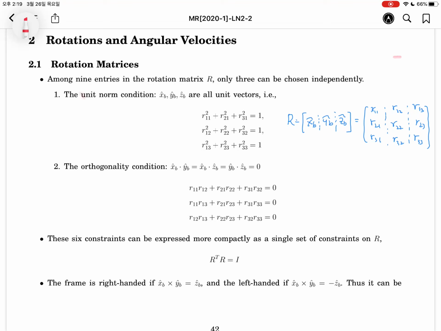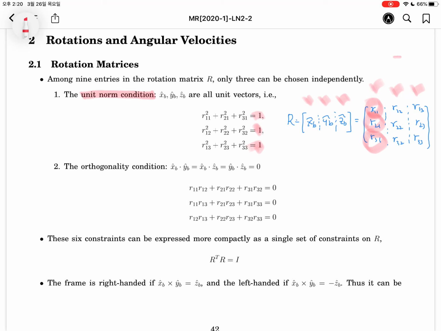The first one is the unit normal condition. It means that every column vector of the rotation matrix has magnitude 1. So to be unit vectors, the first one squared, the second one squared, and the third one squared, the sum of these elements will be 1. It will be applied to the second column and the third column, and then we have three constraints from the unit normal condition.